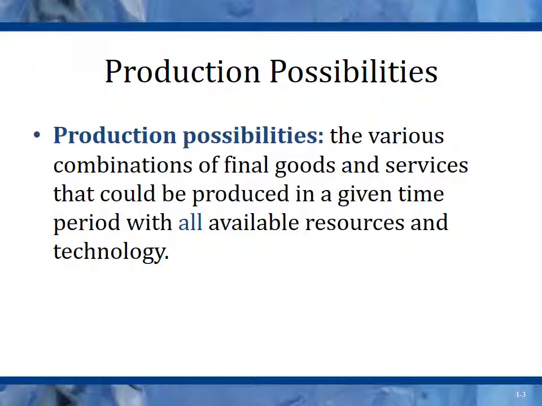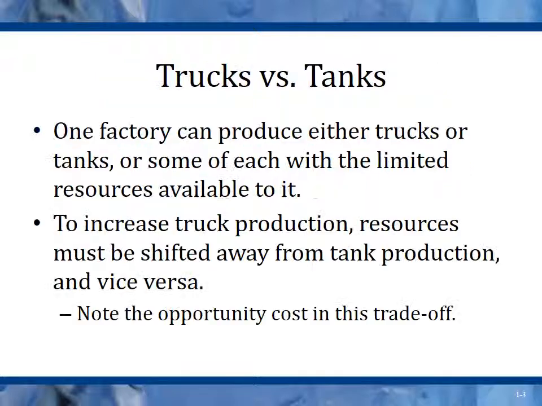Production possibilities are the various combinations of final goods and services that could be produced in a given time with all available resources. So what are we really talking about there? We're going to use the example that the book gives, and that's trucks versus tanks. One factory can produce either trucks or tanks, or some of each with the limited resources available to it. And that would make sense, right? It's the same type of factory to produce both items. To increase truck production, resources must be shifted away from tank production and vice versa.